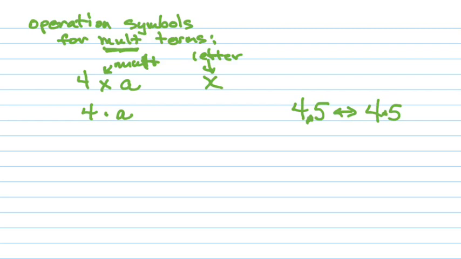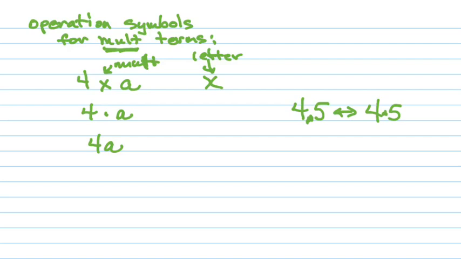Okay. Now, but remember, algebra is about making things as simple as possible. So I don't even have to write any symbol at all. If I want to say 4 times a, I can just put 4a. Because remember, the 4 is the coefficient or multiplier of the a. So 4a literally means 4 times a.